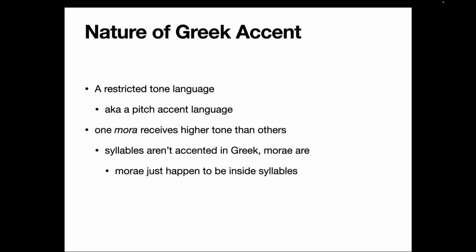And what happens is that 1 mora in a Greek word is going to receive higher tone than all of the others. Notice that I said 1 mora receives the higher tone than the others, because syllables, which is the way we normally talk about Greek accent, actually aren't being accented directly in Greek. It's morae that are being accented in Greek. It's just that morae are always inside of syllables, because syllables are built around vowels. And so it looks like syllables are being accented, but it's really the morae inside of them. One of them in every word will get the high tone.